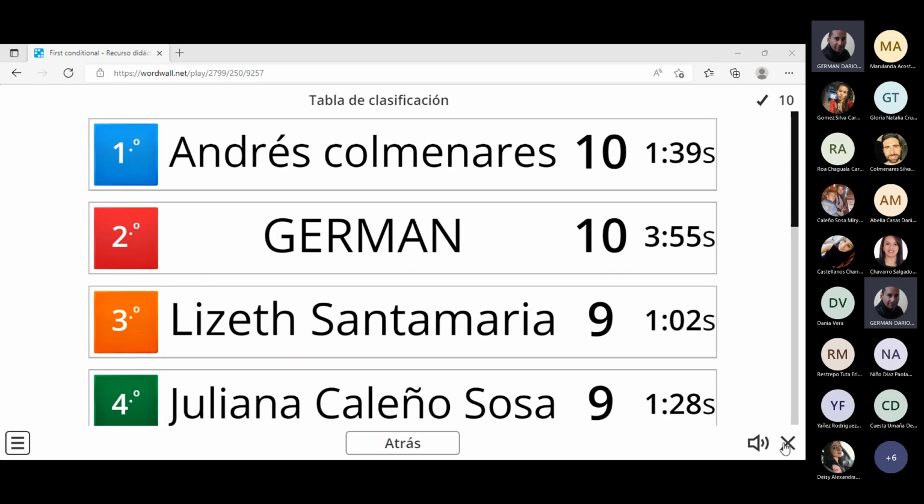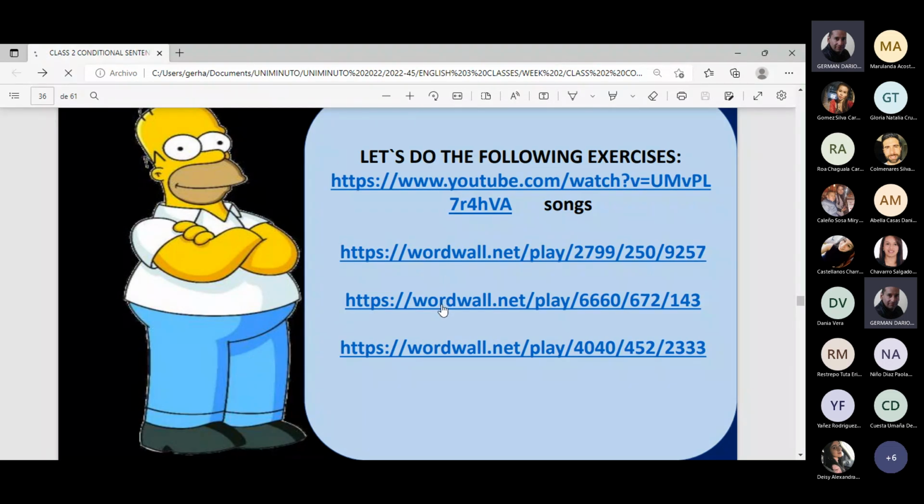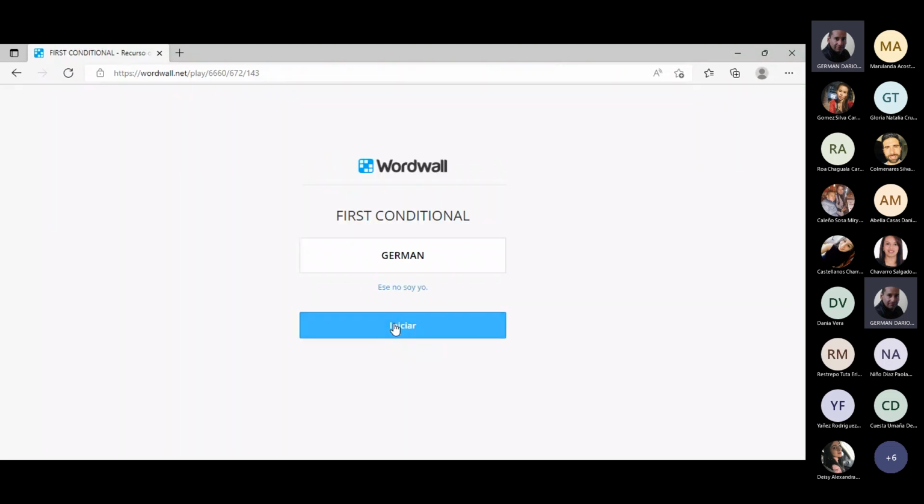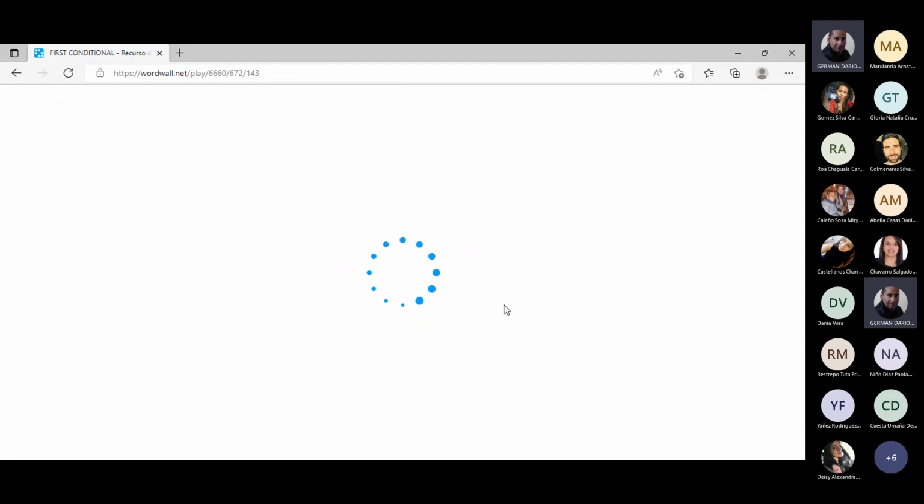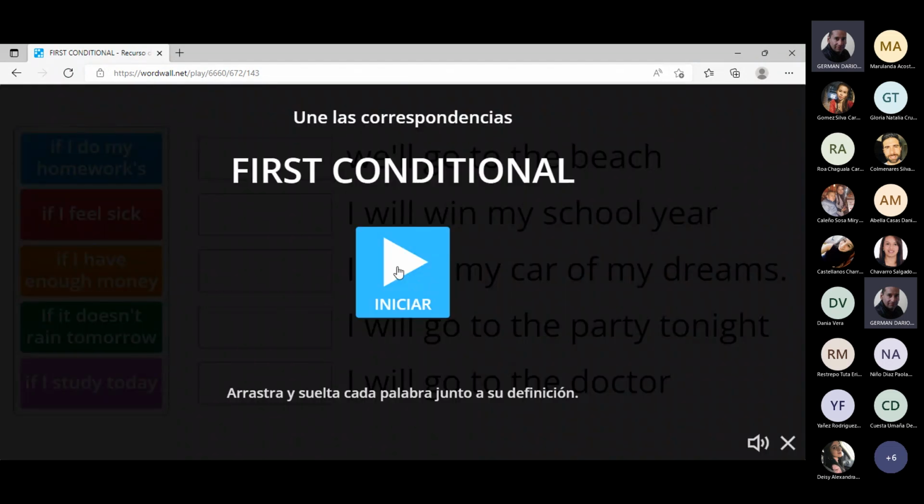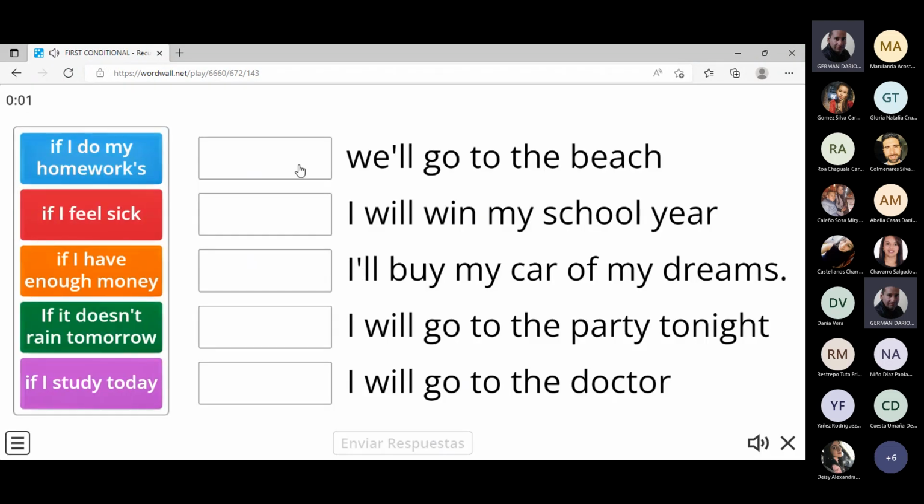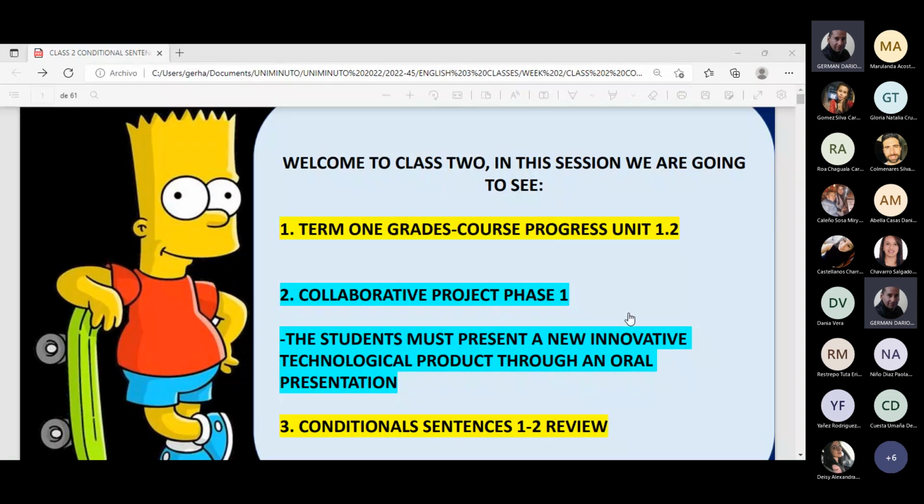Okay, for this exercise, you have 1 minute. In this exercise, you need to organize the answers. ¿Cuál es con cuál? Yes. Okay, 1 minute for doing this activity. 1 minute.